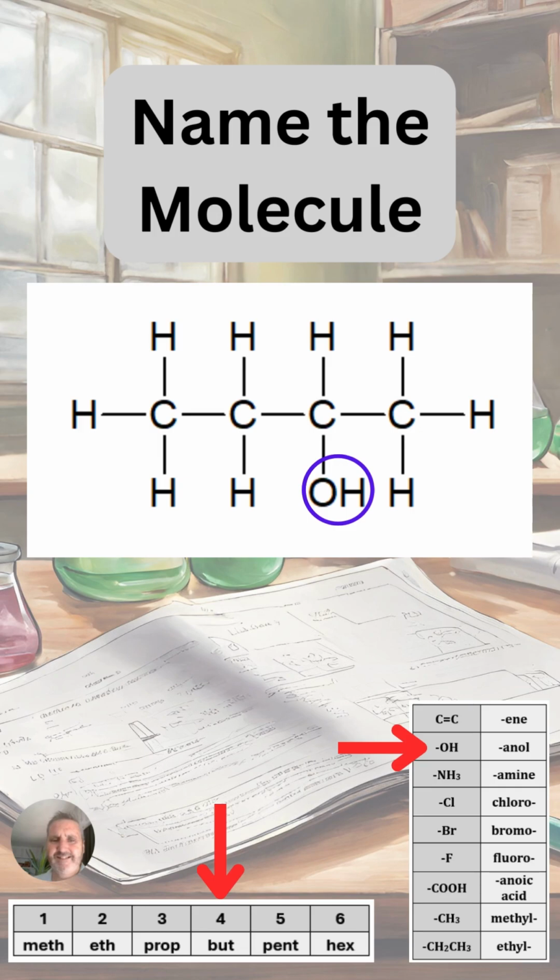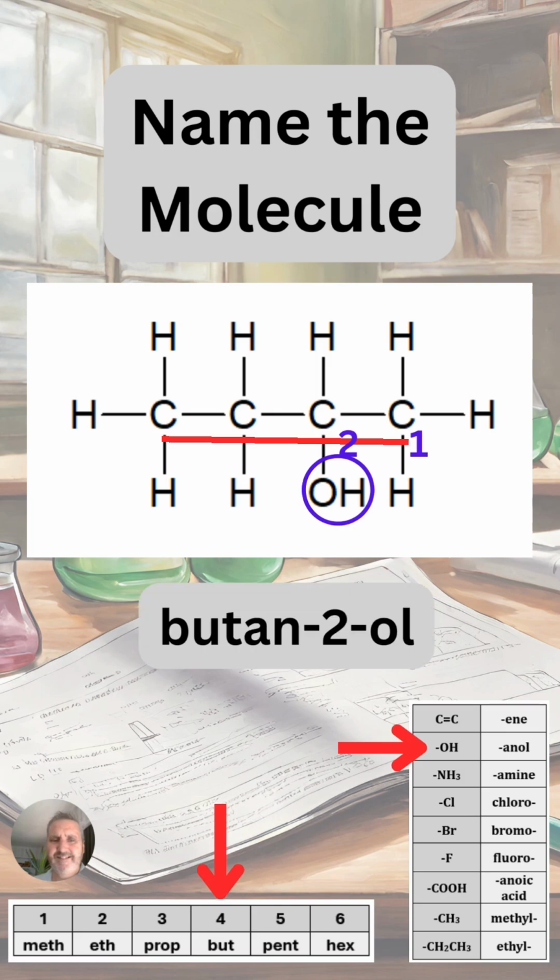And in this case, the size of the molecule is 4 carbons because that's the length of the longest chain. If we number to where the OH is from the side so it has the smallest possible number, it's coming off the second carbon. So this molecule is going to be called butan-2-ol.